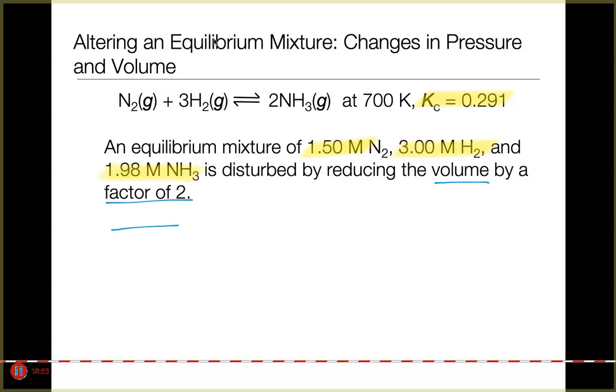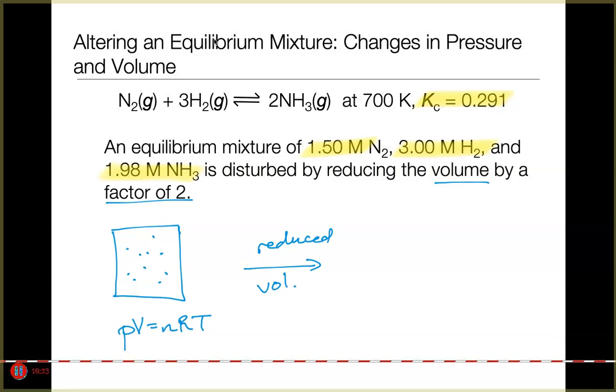So if we think about that, if we have some container that has gas in it, we'll have something that can describe it as PV equals nRT, right? So what I've done now is I've reduced the volume twofold.